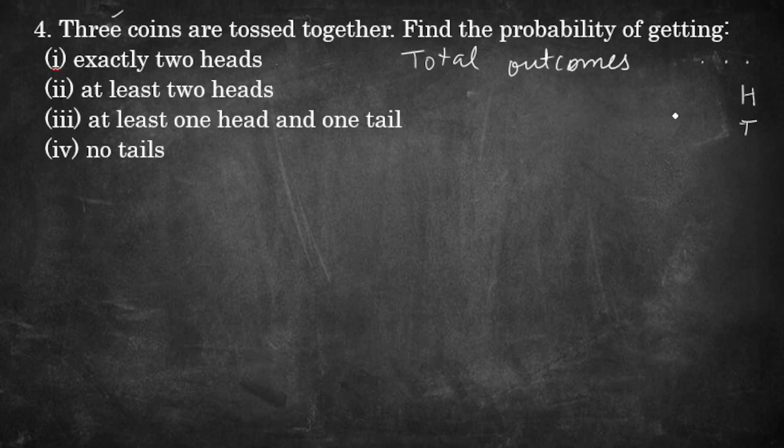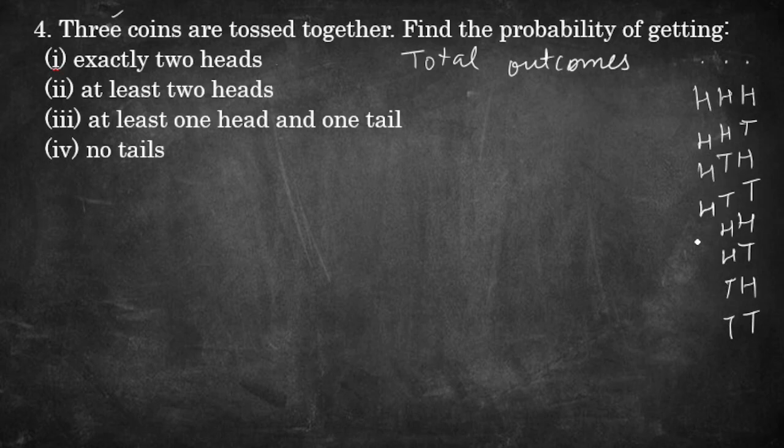Now let's write those 8 outcomes. For the first coin, HT 2 times, and so on, up to 8 times. Now for the second coin, we'll write HHTT, HHTT. And for the third, we'll write 4 times H and 4 times T. Like this, if you write, you will not miss any outcome. So now you can count. We got all 8 outcomes very easily.